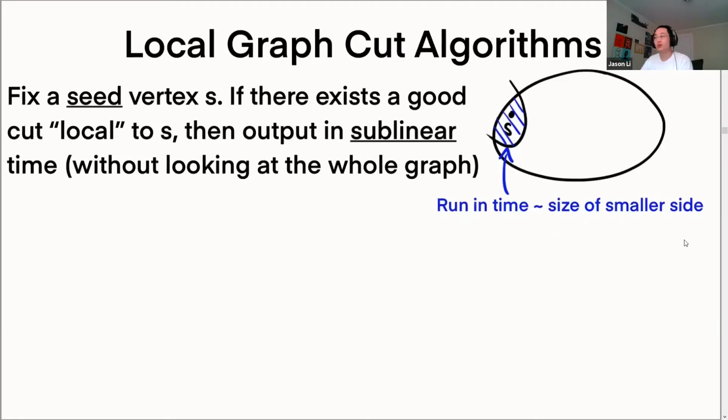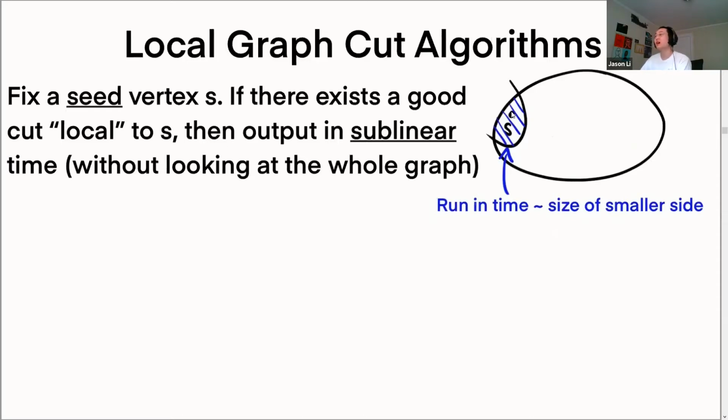So for the local algorithm side, the basic concept is as follows. Given a graph, let's fix a seed vertex S. If there's some good cut for some problem that we won't specify, that is local to S, in the sense that the smaller side of the cut contains S and has a small number of, say, vertices or edges, then we want to output the cut or a similar cut in time sublinear in the entire graph. Essentially, we don't want to look at the entire graph. We want to run in time sublinear in, say, the number of vertices or edges of the graph.